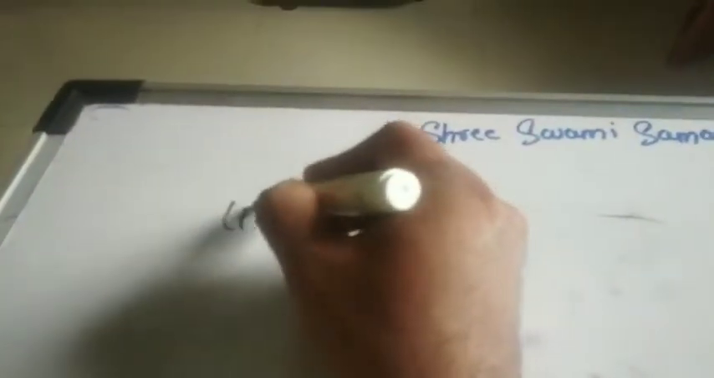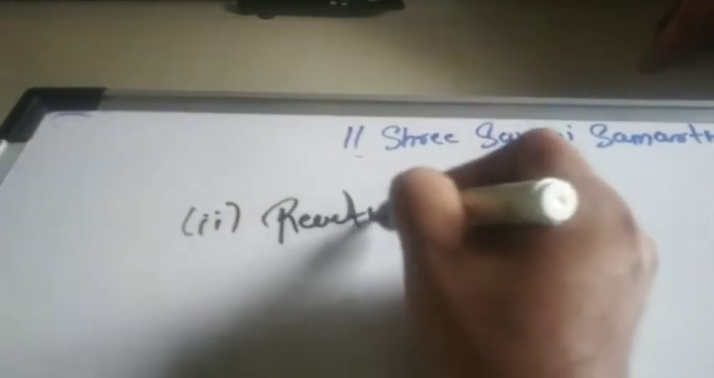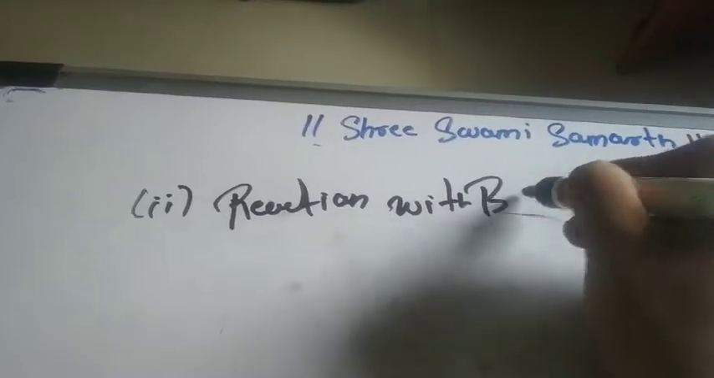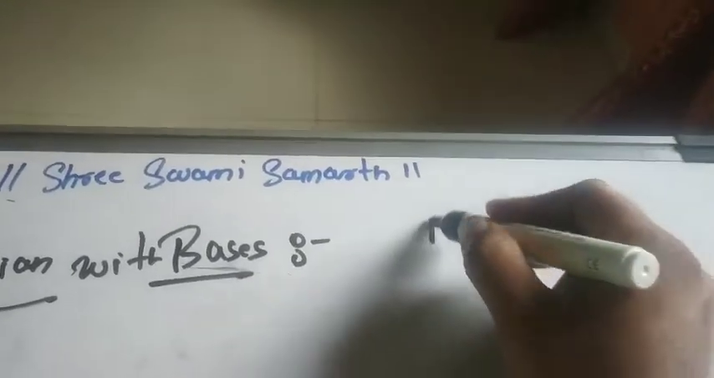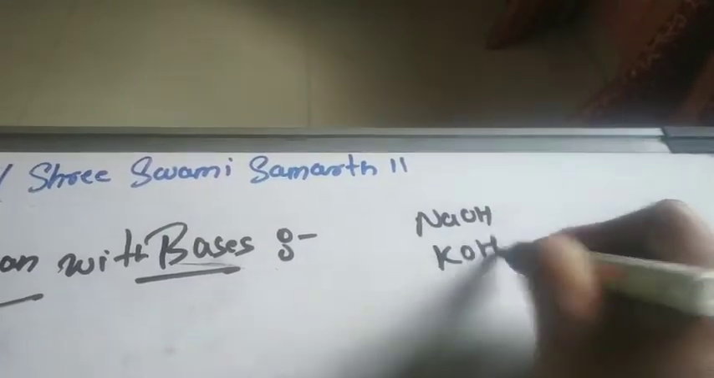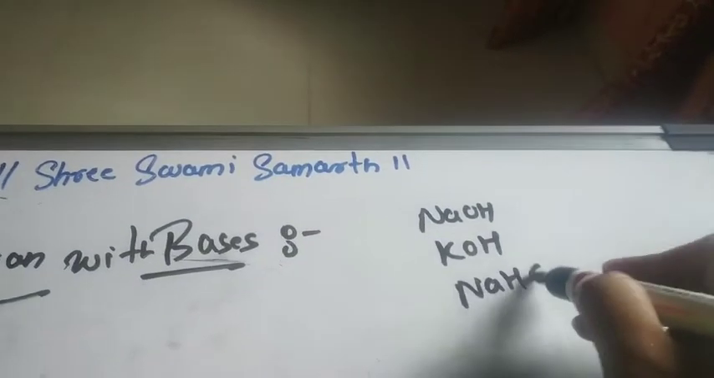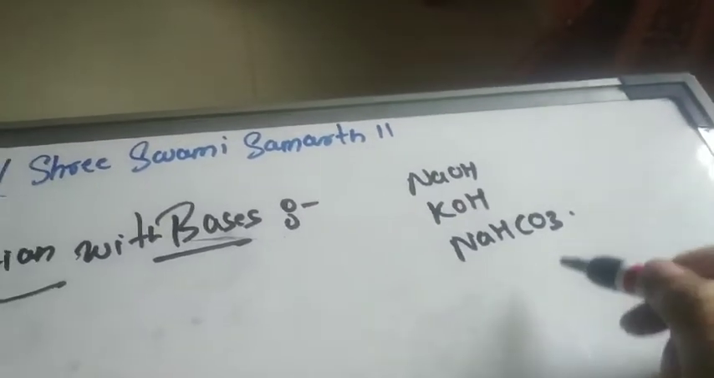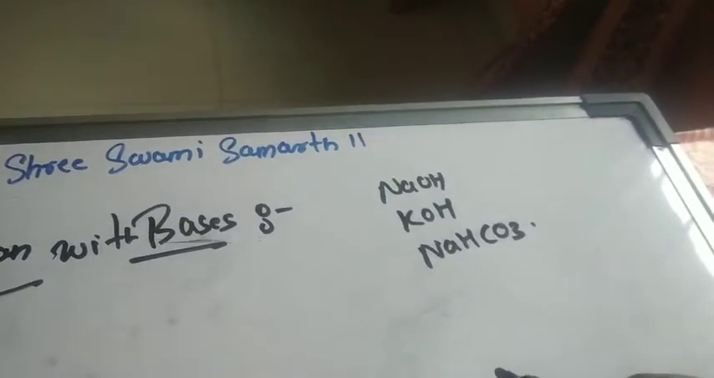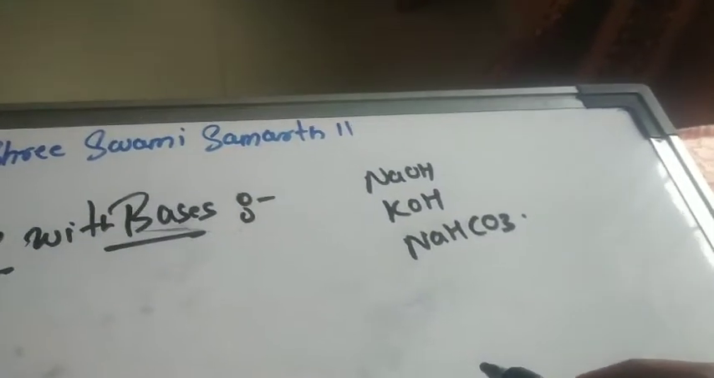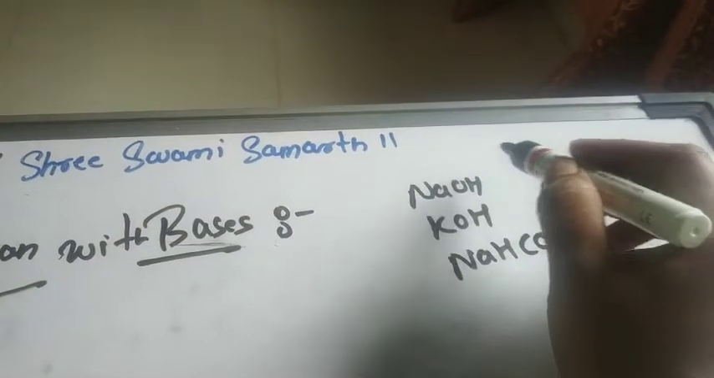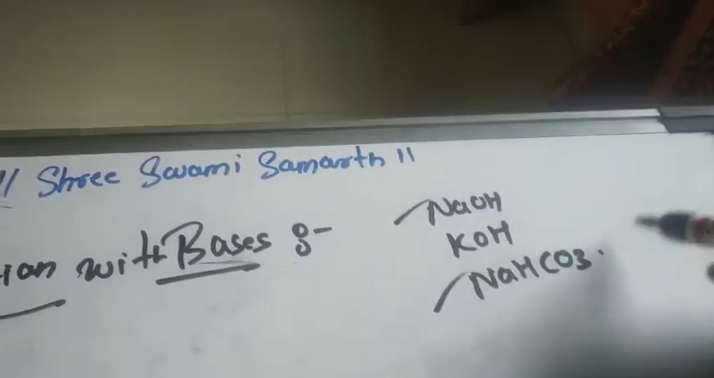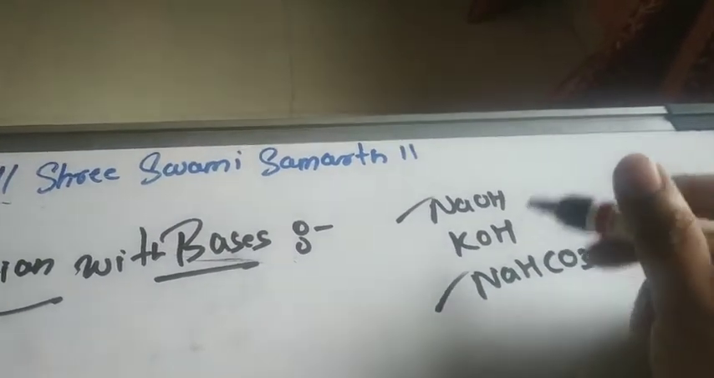Let's take the second reaction under the laboratory test. Reaction with bases. Right? Now which bases can there be? NaOH, KOH, NaHCO3, that is sodium bicarbonate, right? So there are a number of bases. We can use the bases for the reaction, but here specifically we are going to use the NaOH and NaHCO3, that is the sodium bicarbonate, for the reaction.